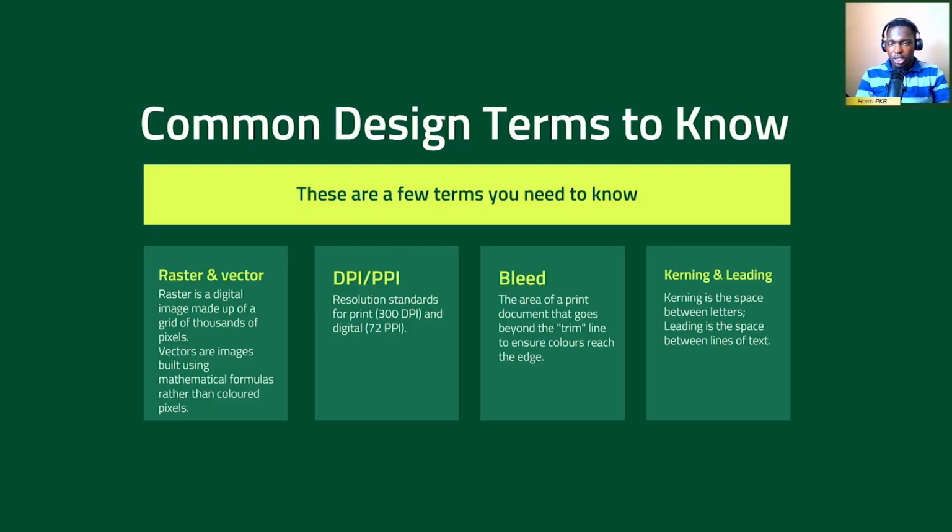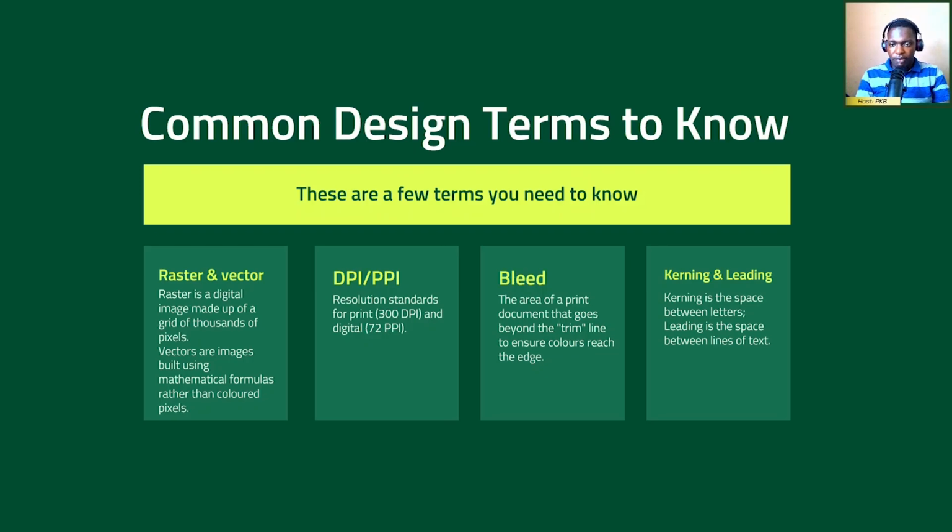Next thing we are looking at is the bleed. So a bleed is the area of a print document that goes beyond the trim to ensure colors reach the edge. So mostly when we are designing for print, we make sure we leave some space around the borders of the design. That area that is left is what we define as bleed. So mostly when the design or the product is printed, it goes through a trimming process. So they trim out the area that was left, which is the bleed.